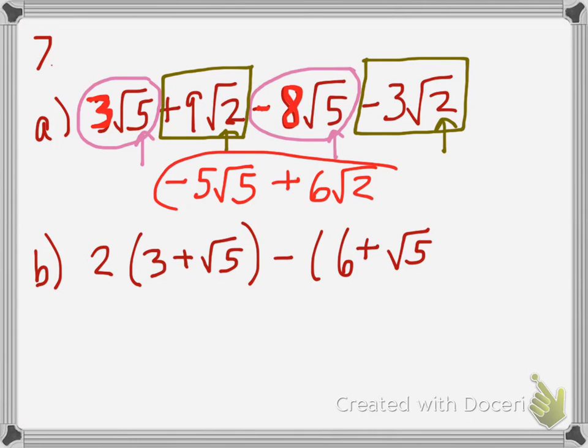You can actually write your answer 2 different ways. If you combine the root 2s first, you can write 6 root 2s and then minus 5 root 5s. When you combine like terms, it doesn't matter what order you write your answer in.